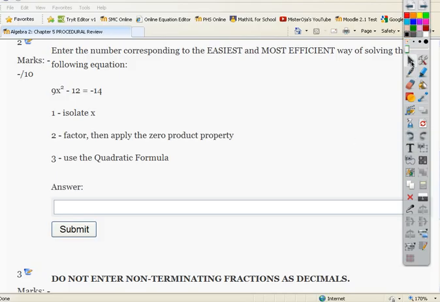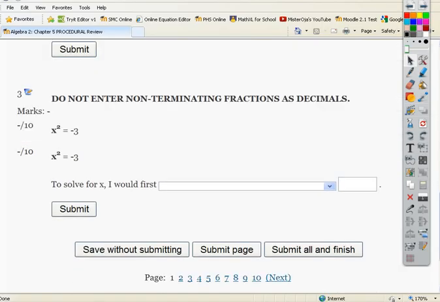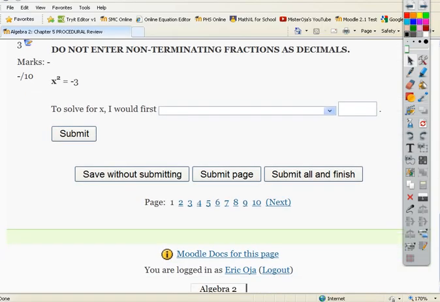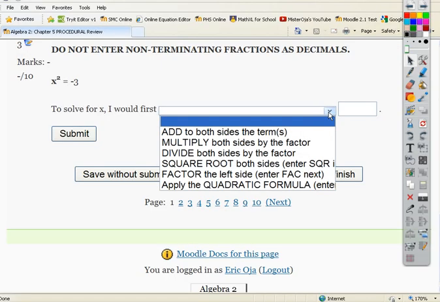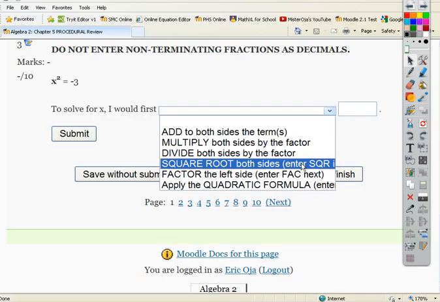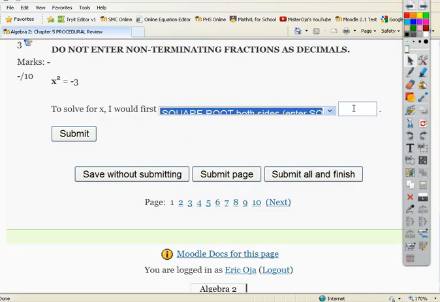Okay, what about this one? Square root it. Everybody see that? If I want to solve for x here, all I've got to do to get the x by itself is square root both sides. You're familiar with what to do then. I would choose this, and then put in SQR in the blank. Okay. All right.